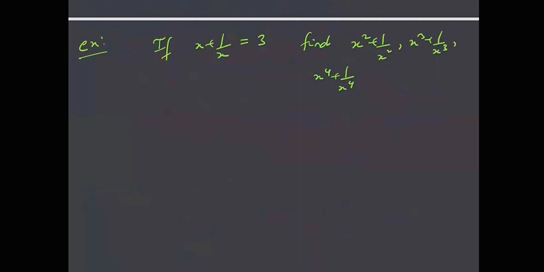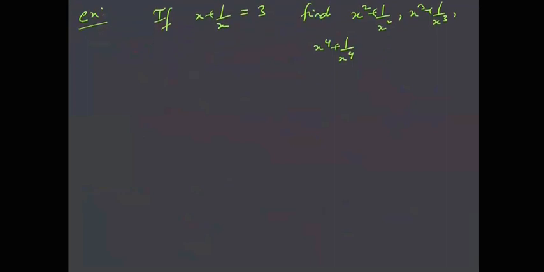Say it is given that x plus 1 by x is equal to 3. So find x square plus 1 by x square, x cube plus 1 by x cube, and x power 4 plus 1 by x power 4. Okay. So you need to find all this. So you can pause the video and try it. And I think you have already done it in your elementary classes. So after trying, then you can see the solution. Yes, so let us begin.